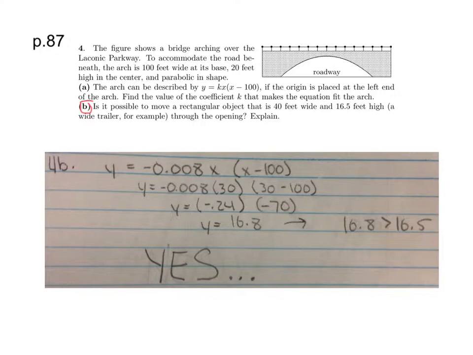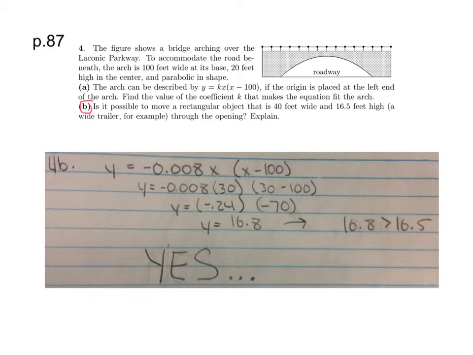Is it possible to move a rectangular object that is 40 feet wide and 16.5 feet high, a wide trailer for example, through the opening? Explain. Well, first, we knew that this point right here is 100, and then this point right here is 0. The trailer's width is 40, so we subtracted 40 from 100, which is 60. Since the trailer is going to be going through the middle, you have to divide that by 2, which gives you 30. Now that you have that, you're going to plug it into the equation that you came up with in the beginning and plug it in for x.